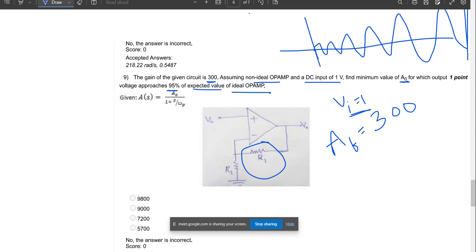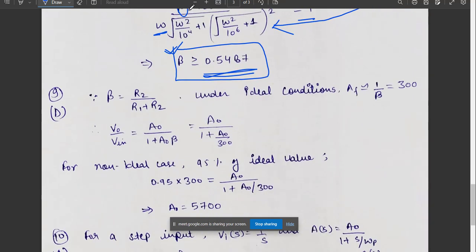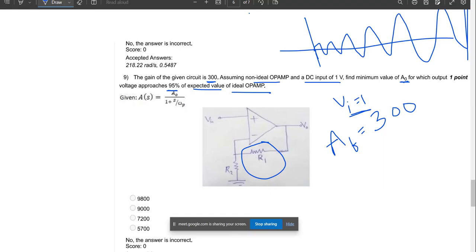Let's try to discuss the solution of question 9. So beta here is, it's a closed loop. Beta is the gain of the feedback system. Here R2 is given, R1 is given.